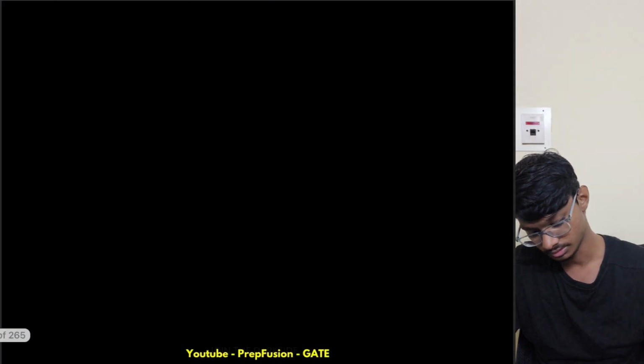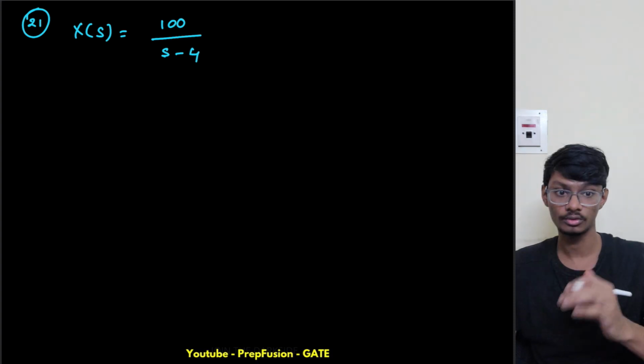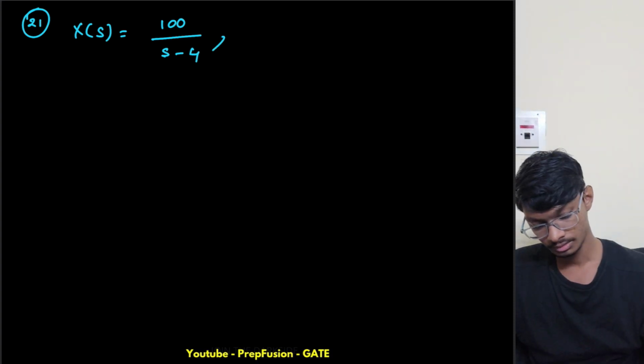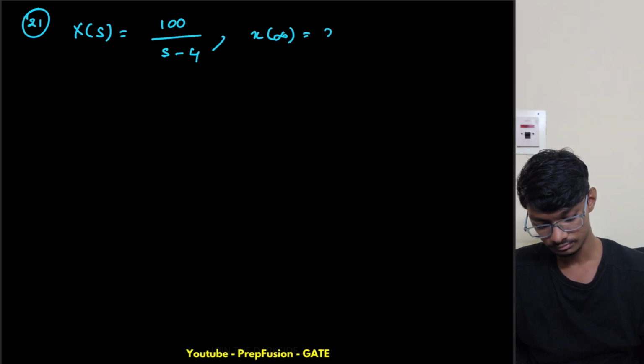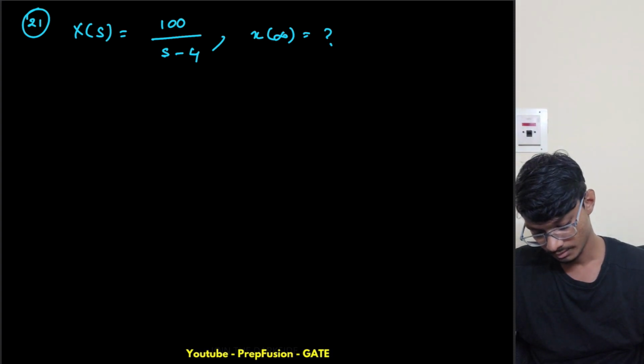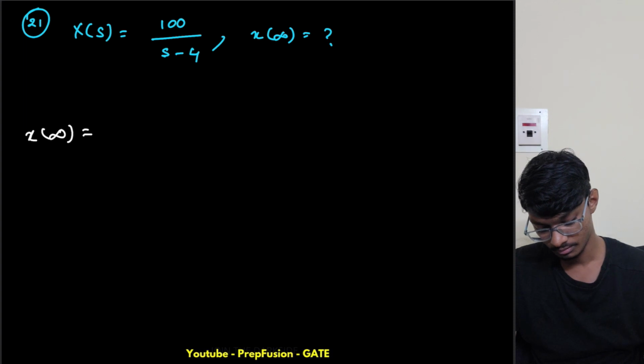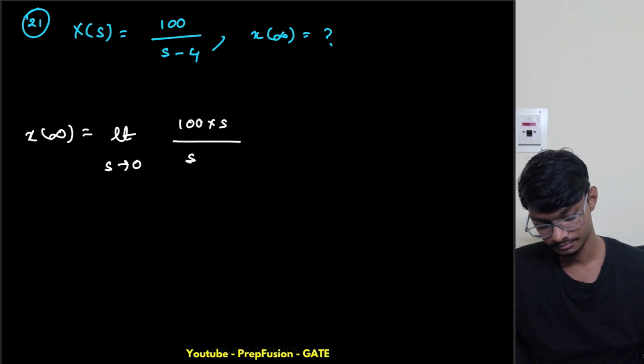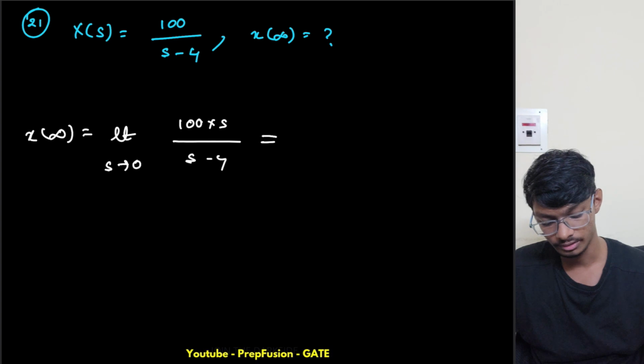Now let us do another example, this one is example 21. This time X of s equals 100 by s minus 4. Now the pole is lying on the right half plane, so we have to find x of infinity. If I apply the final value theorem, I get the limit as s tends to 0 of 100 times s divided by s minus 4. What if I put s equals to 0 here? I get 0.